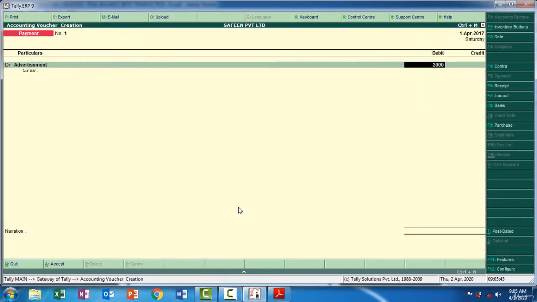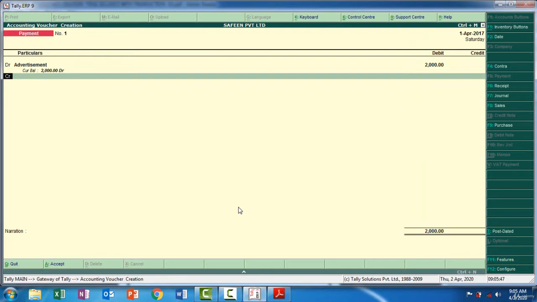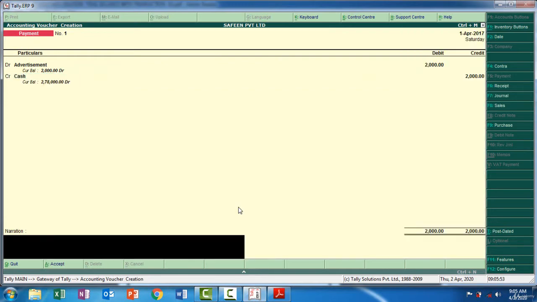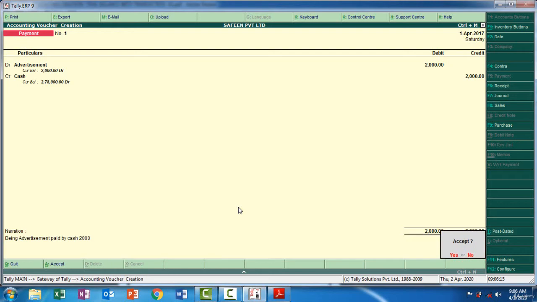The amount is 2,000, right? And then credit is cash account, credit 2,000. The narration is advertisement paid by cash 2,000. Then yes. Now the first entry is done.